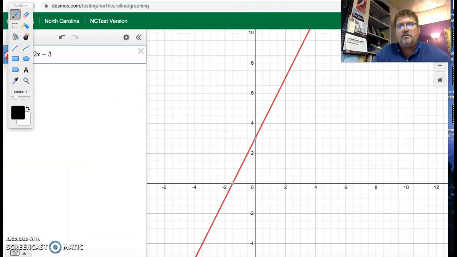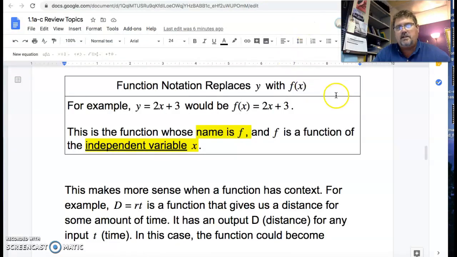Intro to the notes of function notation. Okay, so function notation replaces y with f of x. All it does, I'm using the same function we just had, for example, y equals 2x plus 3. To write that in function notation, they just take that y away and replace it with f of x.